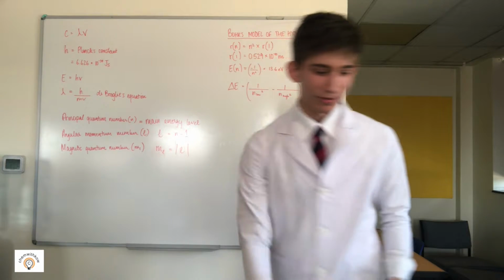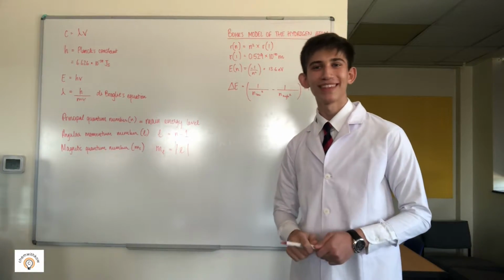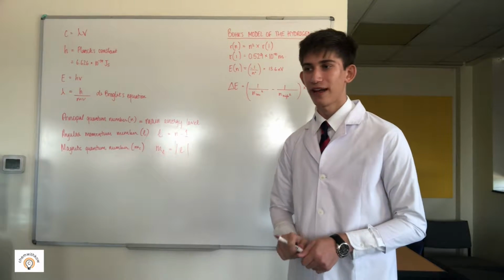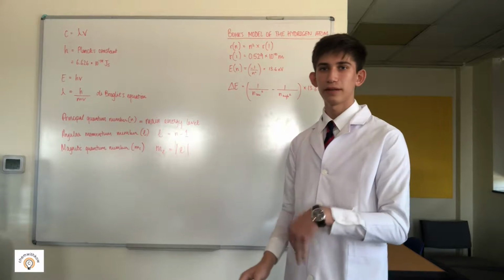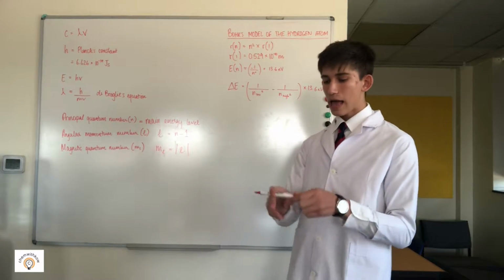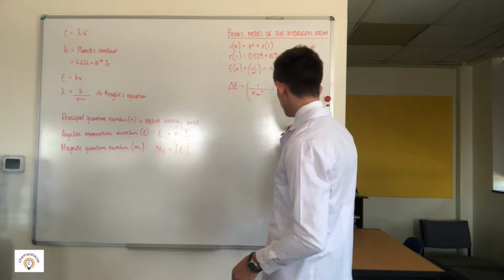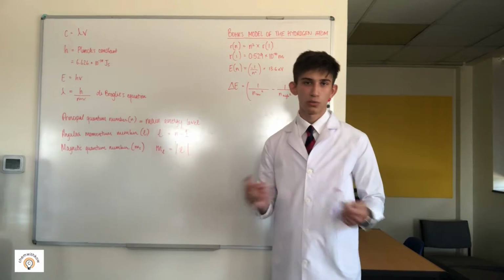So the Pauli exclusion principle states that there can be no more than two electrons in each orbital. That's due to the fact that electrons can have two different spins, either a positive half spin or a negative half spin. Essentially, there can only be a maximum of two electrons in one orbital.